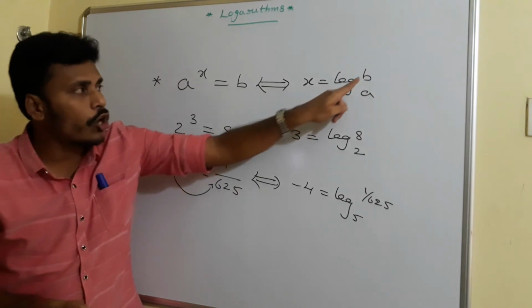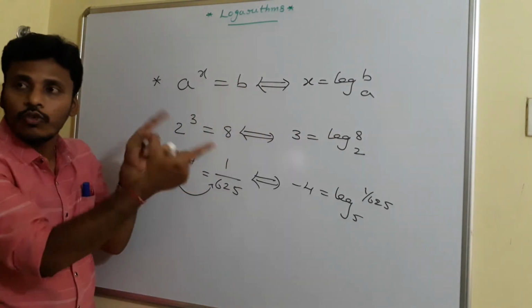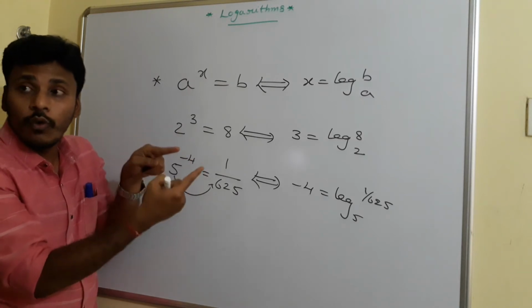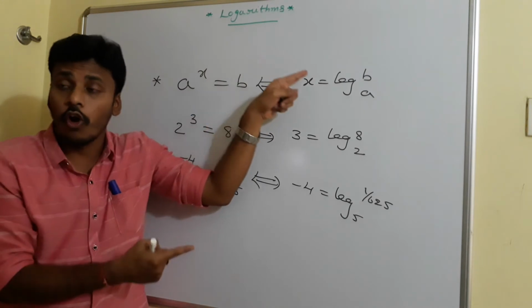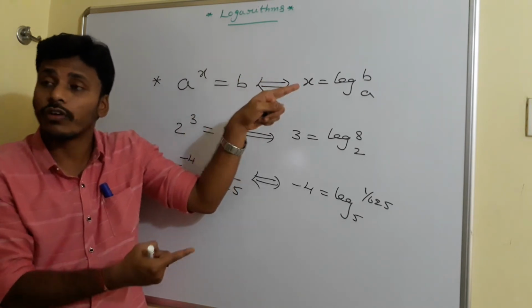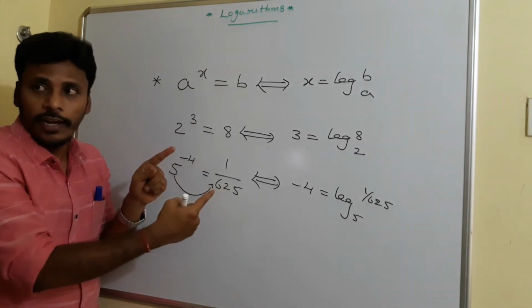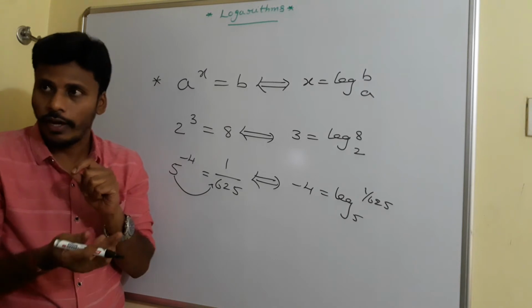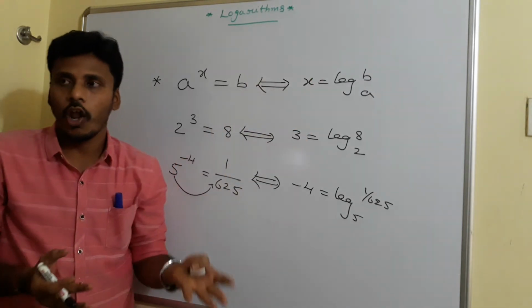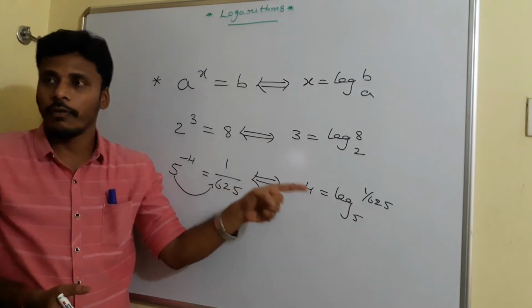And x is equal to logarithm of b base a, and b is equal to a power x. Both ways you have a chance to convert. If you have an exponent, you are able to write a logarithm. And if you have a logarithm, you have a chance to convert it into an exponent. This is an if and only if condition, right? So these forms are usually known as exponential forms, and these forms are known as logarithmic forms.